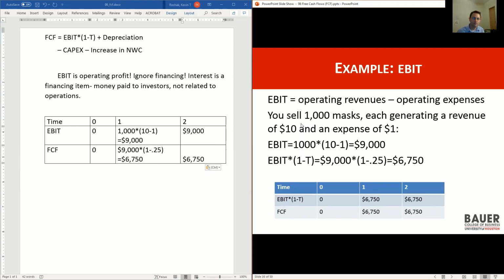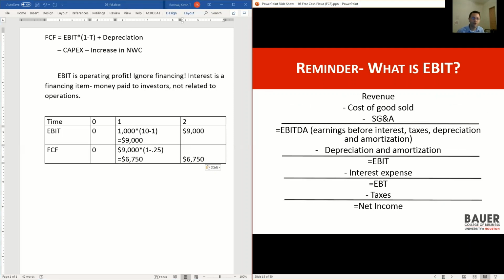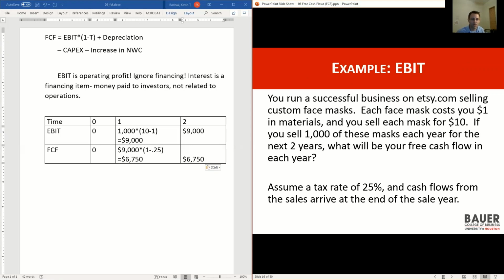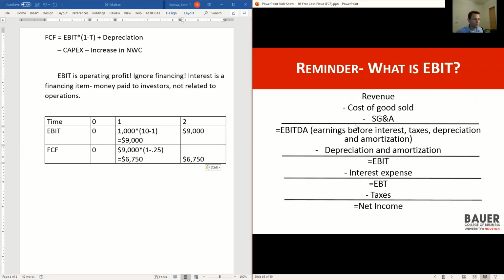Right, so that's EBIT. It's just your profit from your operations. In this case, it was a very simple thing. You just had revenue and you had a cost of goods sold. You had the cost per mask was $1 and the revenue per mask was $10. So you just put those two things together to get your EBIT. You didn't have to worry about depreciation or anything else. It's very simple in this case.